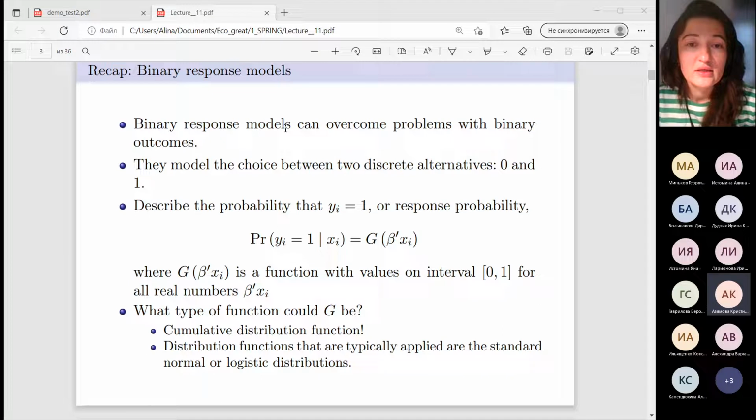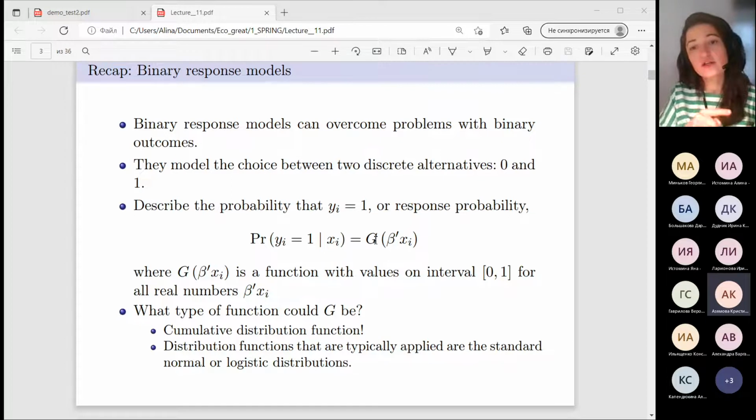And this is very simple: now our dependent variable describes the probability that y equals 1. In other terms, we can say this is the response probability that equals some function. What type of function could we put here? We took a look previous time that this function looks like a curve, and this is a cumulative distribution function.